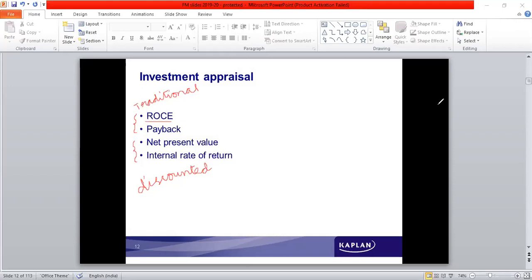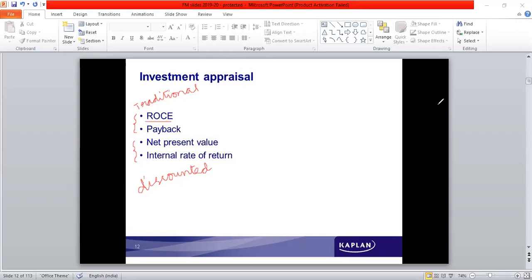But according to that principle, 10,000 is not worth 10,000. It will have a reduced value. At the end of the second year it reduces even further, and in the third year it keeps reducing until the last period. So each of these 10,000s that we anticipate at the end of each period will not be the same, but will be at a reduced value. After calculating all the reduced values, we total them up, compare with the investment, and then think about whether it is profitable or not. That is what these discounted techniques talk about.